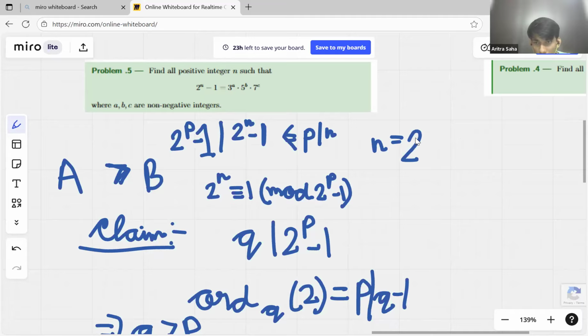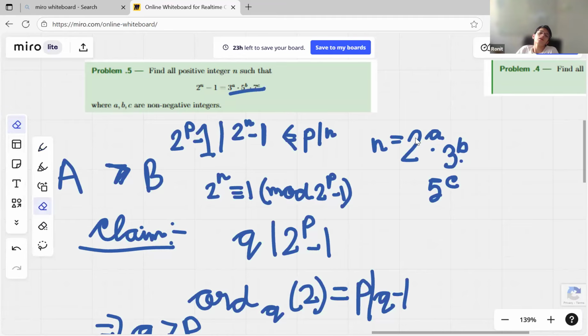Like 2 to the power a into 3 to the power b into 5 to the power c. I don't exactly see why n should have only those many prime factors. Because if n has 7 as a prime divisor, then 2 to the power n minus 1 will also have a prime factor which is more than 7, which can't be, because of this equation. Right. Okay.